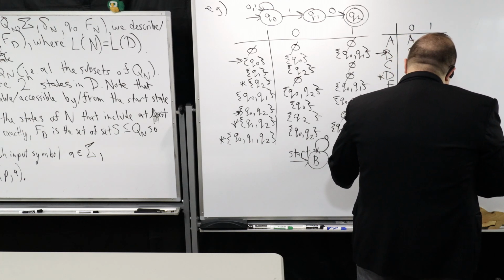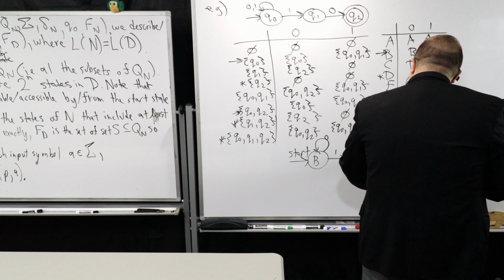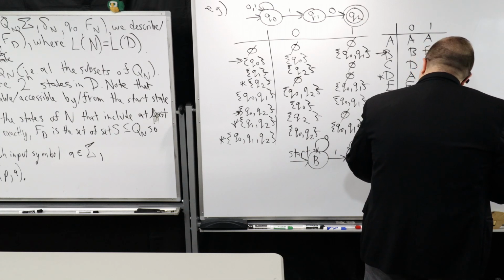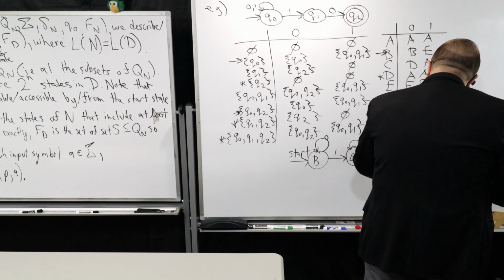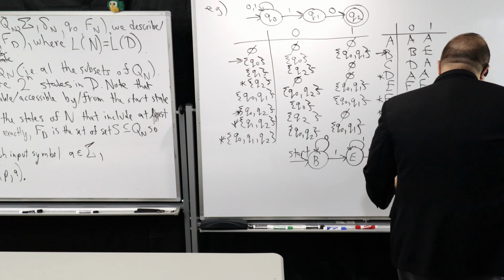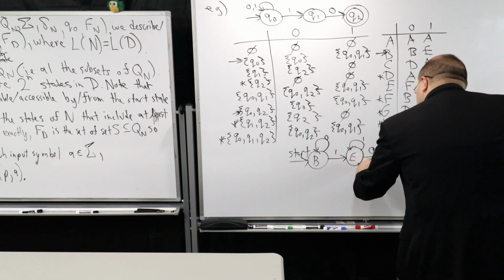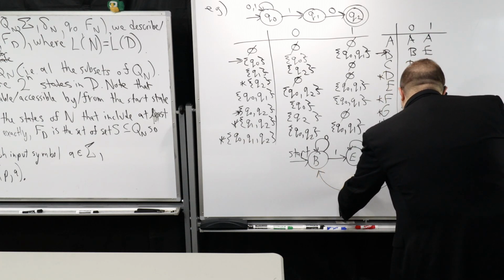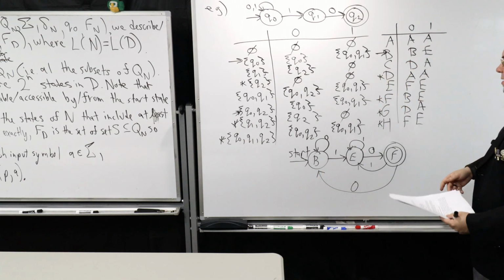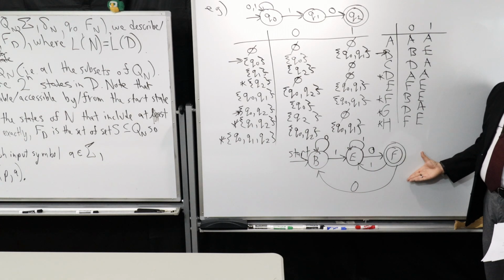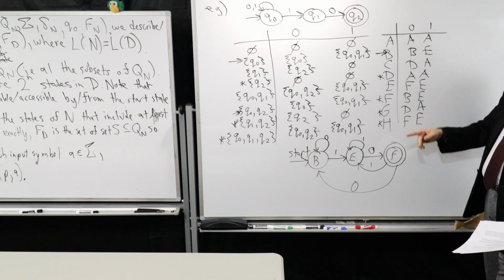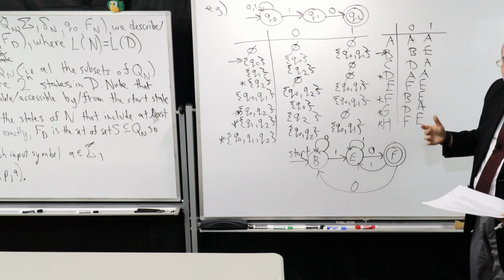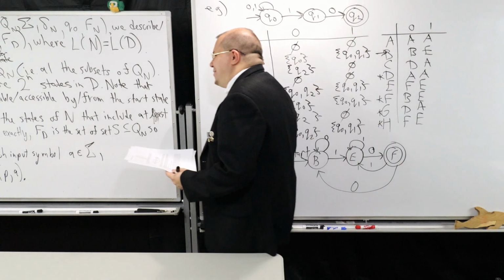So this is what the resulting DFA would look like if you deleted or discarded all the states that are not accessible from the start state. This is what the resulting DFA would look like if you were to just discard all the extra junk states. They don't go anywhere.